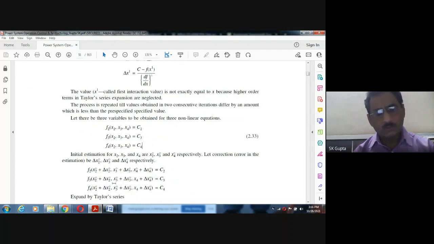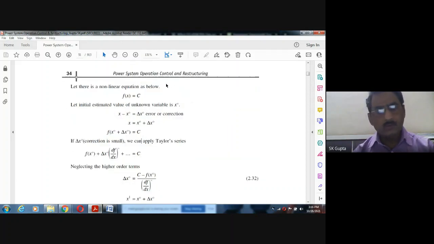Now, similar to this, we apply the Taylor series here also. In the one equation case, it was the Taylor series too. While expanding the Taylor series, we take the differentiation of f. F is the function, and f is differentiated with respect to x, because f is a function of x.